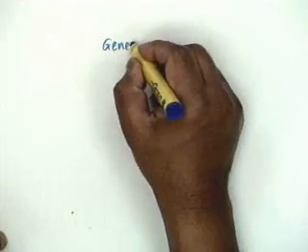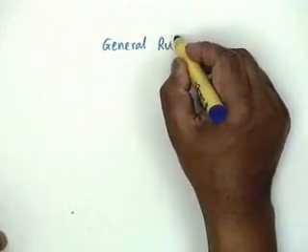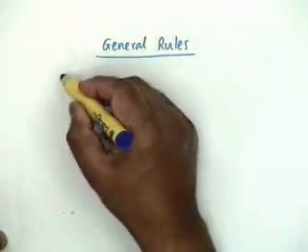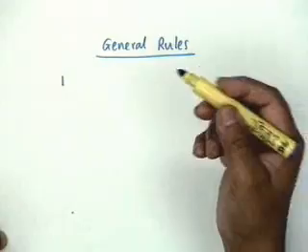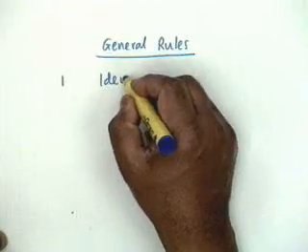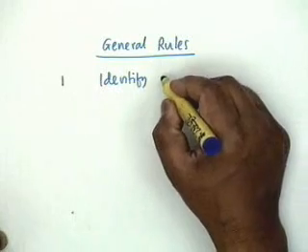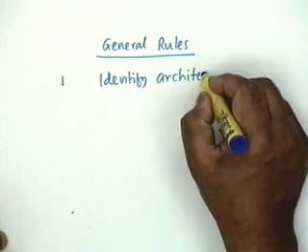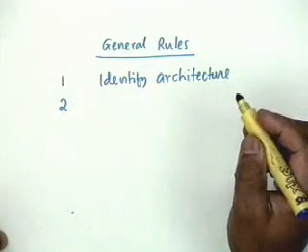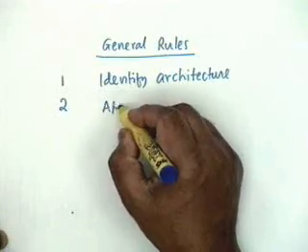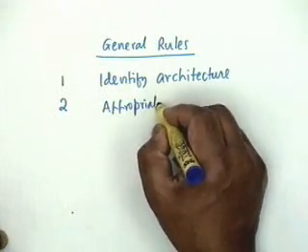As you will see, the general rules for identifying and analyzing a feedback amplifier are the following. The first step is to identify the architecture, whether it is series shunt or shunt series. Second, after identifying the architecture, you have to take an appropriate model of the basic amplifier.